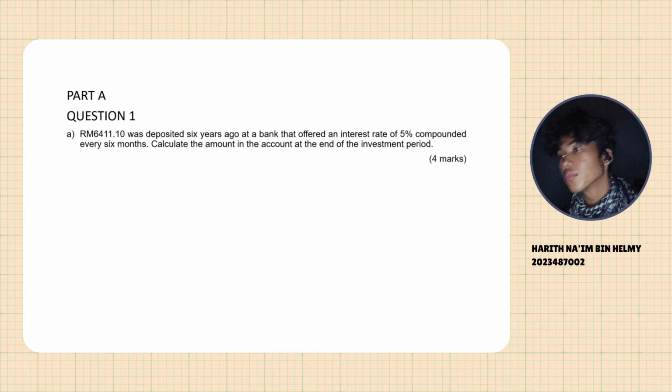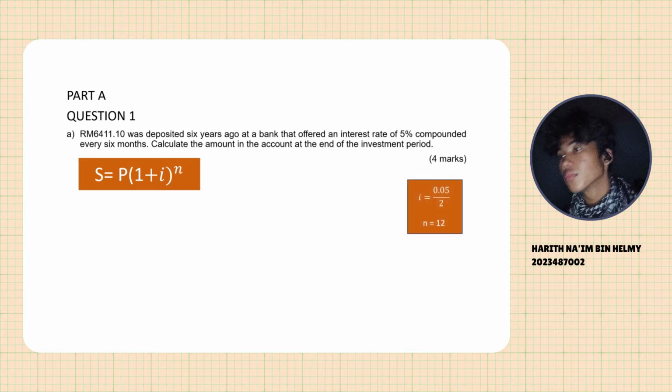So in this question, we will be using the formula S equals P open bracket 1 plus i close bracket to the power n. First, we need to find our i and n. What is i? i equals the nominal rate over the number of times interest is calculated in a year, so 0.05 over 2. What is our n? n equals the number of times interest is calculated in a year times the years. So 2 times 6, because it is 6 years, so we got 12.